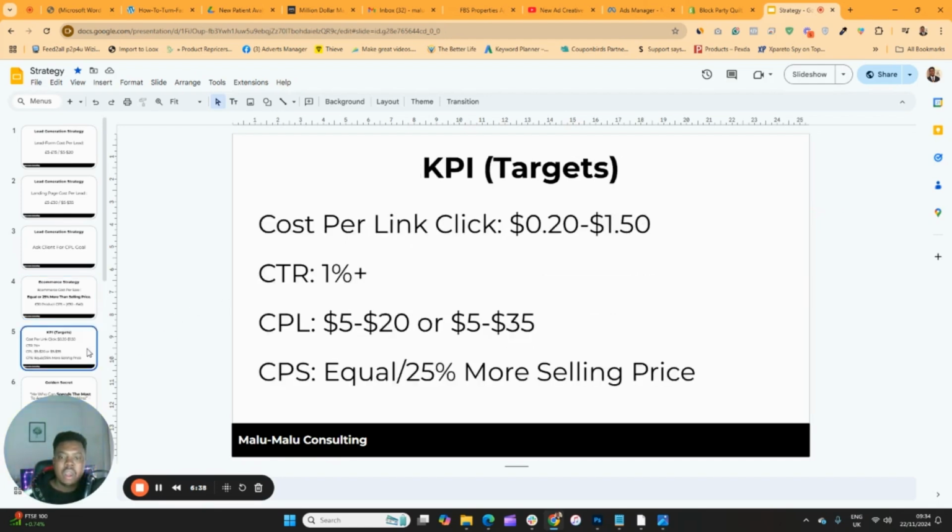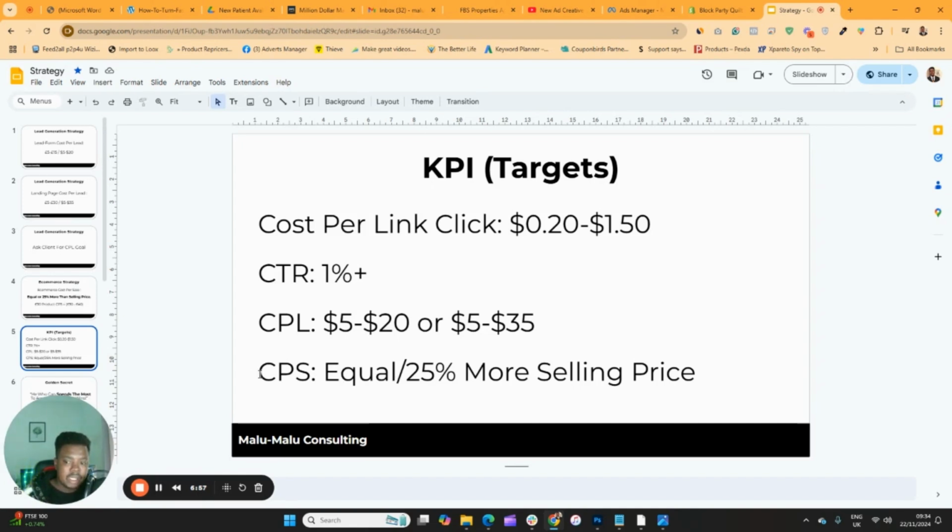So in marketing, we have something called KPIs, and KPI is just your key performance indicator. So these are the metrics that you focus on that will give you a better understanding of whether your ads are working or not working. That's it. I'm not going to overcomplicate things. So these are your main KPIs.